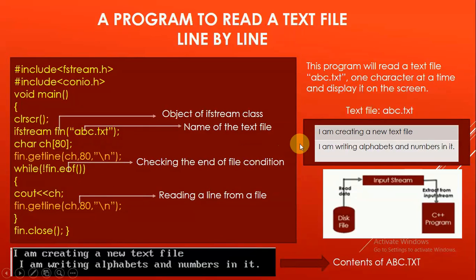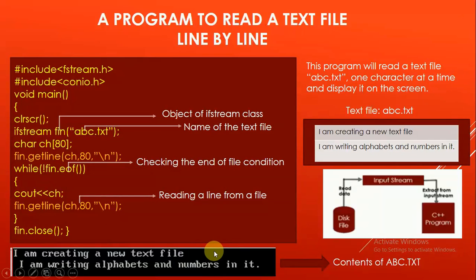So you can see here, this is my text file in which I have written 2 lines. In the first case, I was reading 1 character at a time. In the second case, I was reading 1 word, word by word. Now I am reading line by line. So I will read this whole line in one go, and this line will be stored in ch. And then it will be displayed.